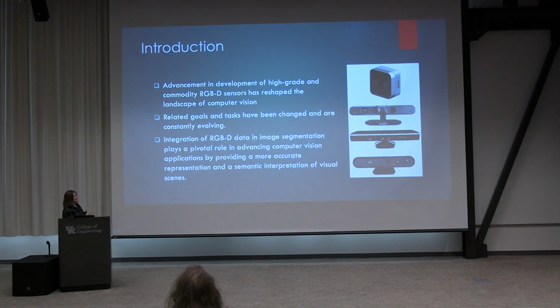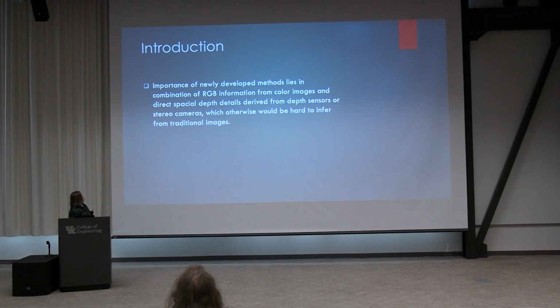So here on the right-hand side, I have various depth sensors. But this application is not only restricted to depth sensors, also to different camera setups, including toed-in cameras or stereo cameras and other custom setups that could be used to infer depth data. Importance of newly developed methods lies in combination of RGB information from color images with the depth information that we can get or infer somehow from those images.